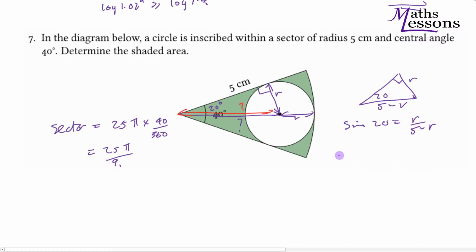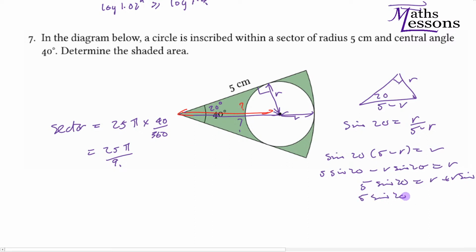We times by 5 minus r. So we get sine 20 times 5 minus r equals r. Multiply that out, you get 5 sine 20 minus r times sine 20 equals r. Get all the r's on the same side. So 5 sine 20 is equal to r plus r sine 20. So 5 sine of 20 will equal r, factorise, 1 plus sine 20. So the radius will equal 5 sine 20 all over 1 plus sine of 20.